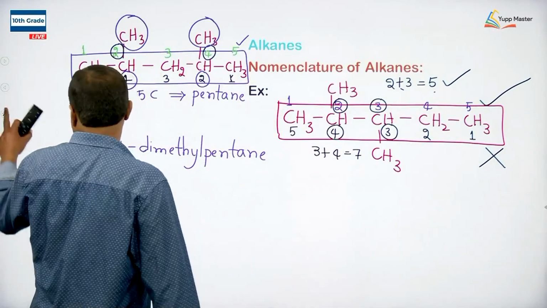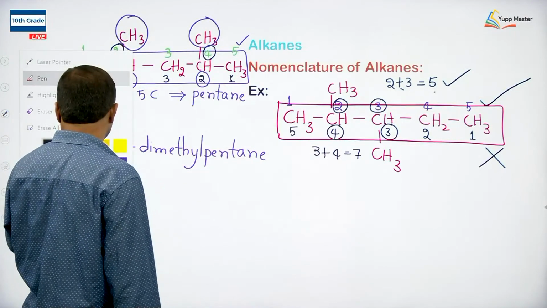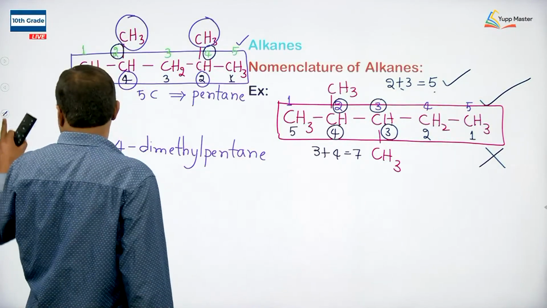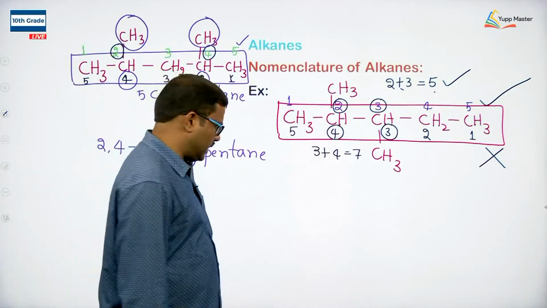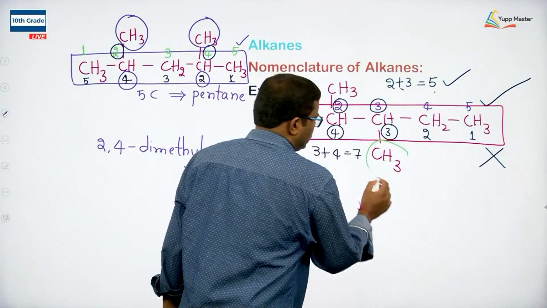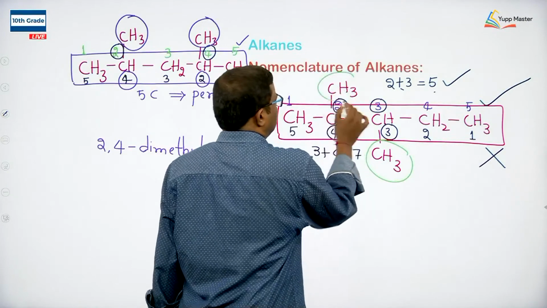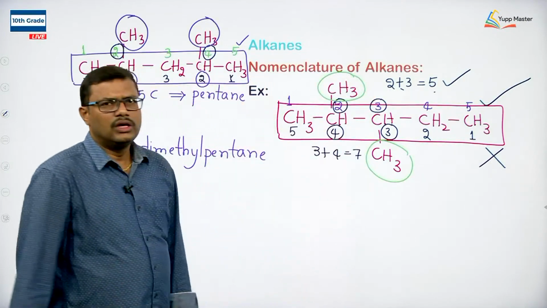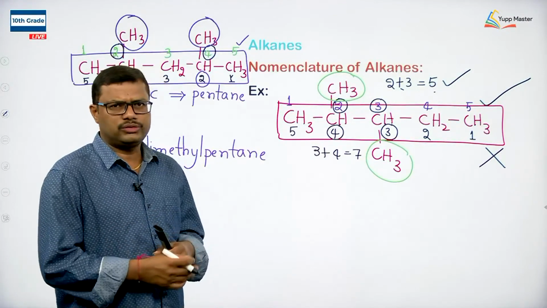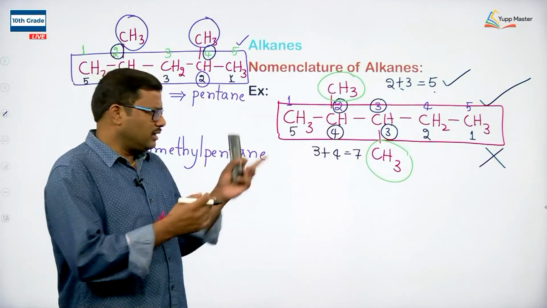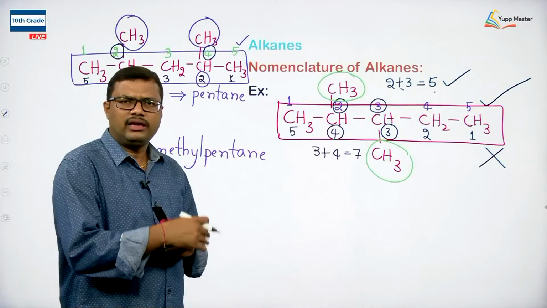So now we have decided the correct way of numbering in this case. After that, what we have to see? We have to look at the substituents that are present on the parent chain. So the substituent that is present here is CH3, here also it is CH3. So the same substituent is present 2 times. So again we are going to use di-alkyl. In this case it is methyl, so it is dimethyl.